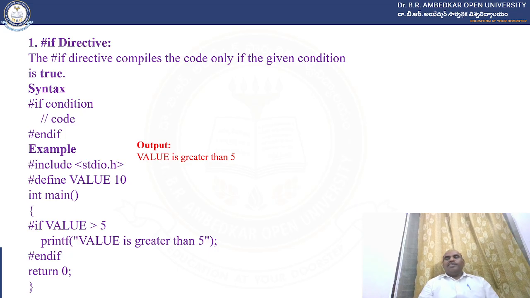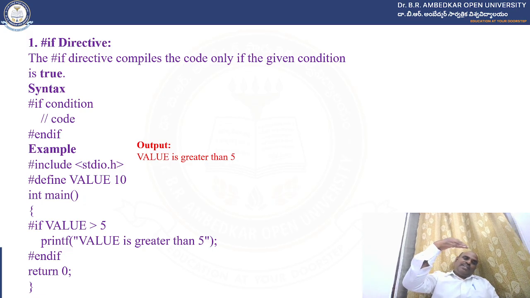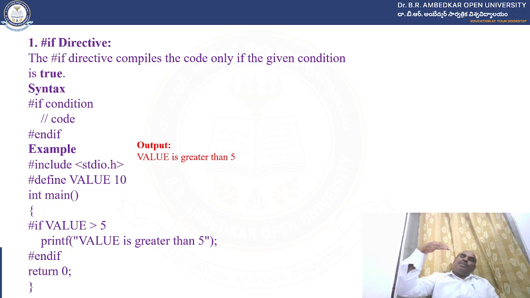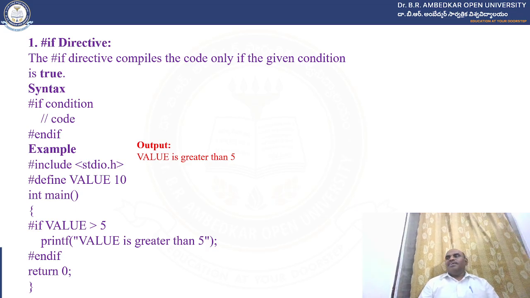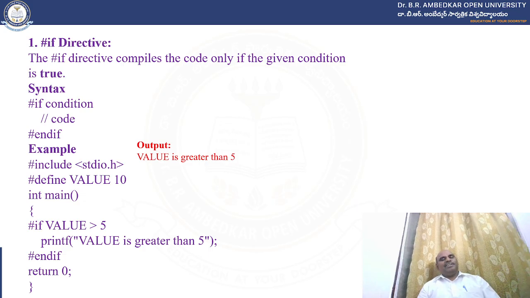See here the syntax. This is the definition I gave you first: the if directive compiles the code only if the given condition is true. If true only, then it will compile. Now we can go for the syntax: hash if condition, code, and hash endif. Out of 6, we are using 2 here, if and endif. If is ended by endif. That is the syntax.